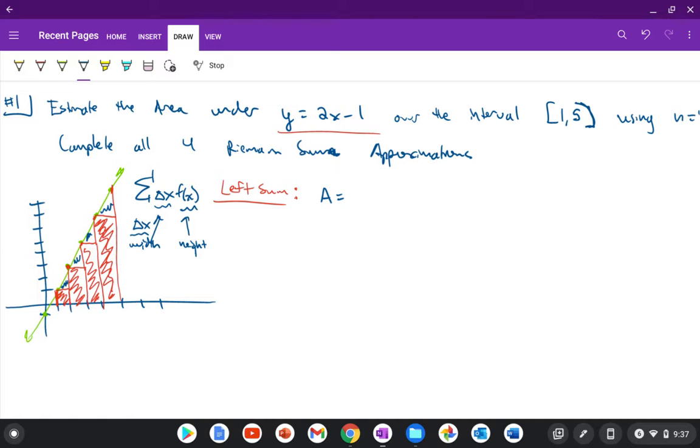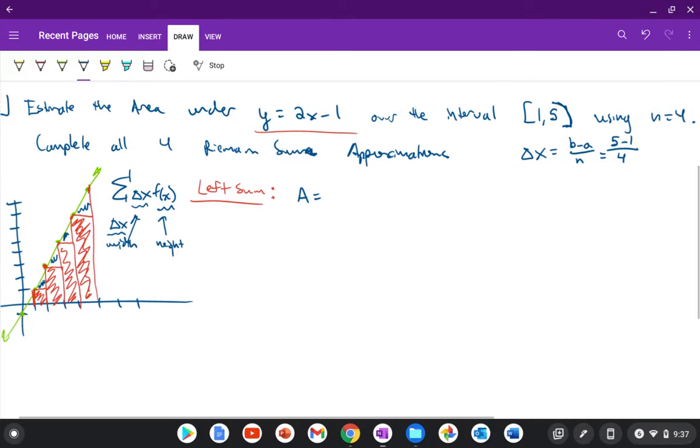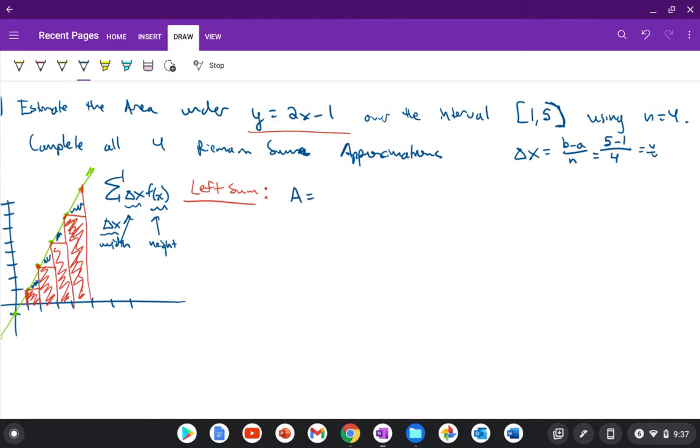So we do need a delta x for this. Delta x for our left and right sums is going to be b minus a. Write this formula here: delta x is b minus a over n. So in this case, it's 5 minus 1 over n, which is 4. So that's just 4 over 4, which is just 1. What this is saying is that our width in all of these is just going to be 1.